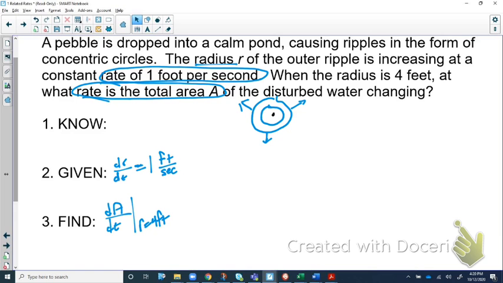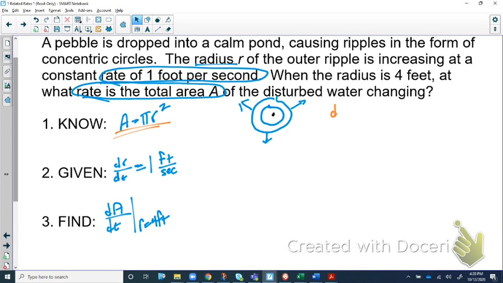So here we're talking about area of a circle, which is just pi r squared. I hope we remember some of our geometry formulas, because we are going to be needing them here. So let's go ahead and differentiate the given equation.